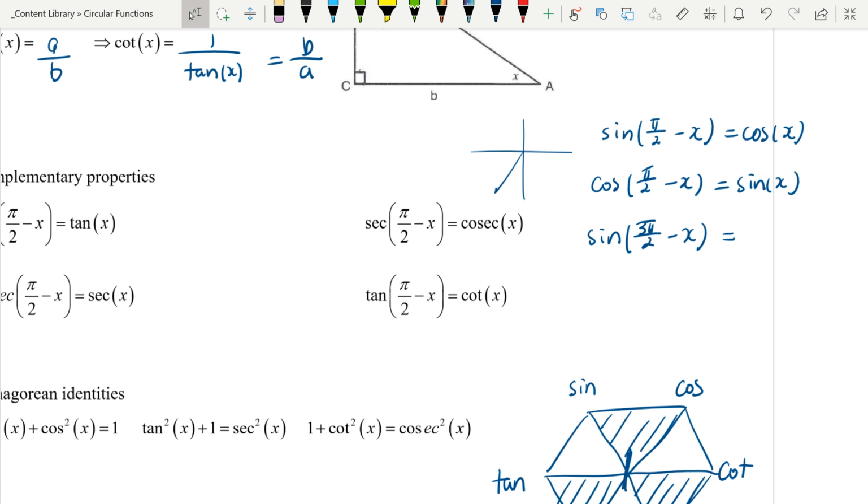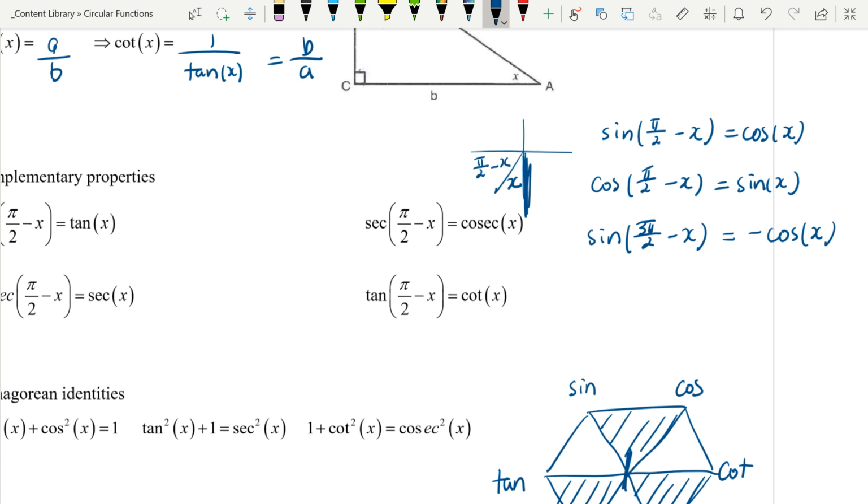Is that negative or positive? Yeah, correct, it's negative. Because think about where 3 pi over 2 is here. 3 pi over 2 is here, and then you're going backwards by x. Say here is x. And so what's the reference angle? The reference angle is pi over 2 minus x.